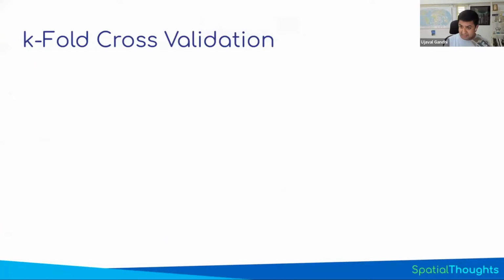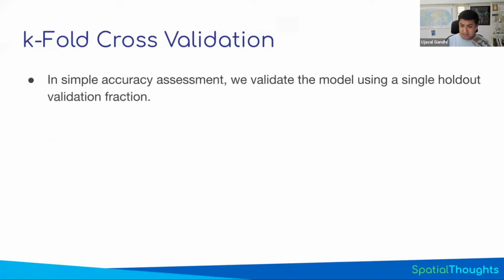We learned about accuracy assessment in machine learning. The typical way it's done is you split your training samples into training set and validation set. You train the model using the training set, test it using the validation set. This is also called holdout method, where you say, I'll hold out the validation fraction and I'll build a model using the training fraction and I'll test it. Now, this is fine, but you are testing a model against only one time, one instance.